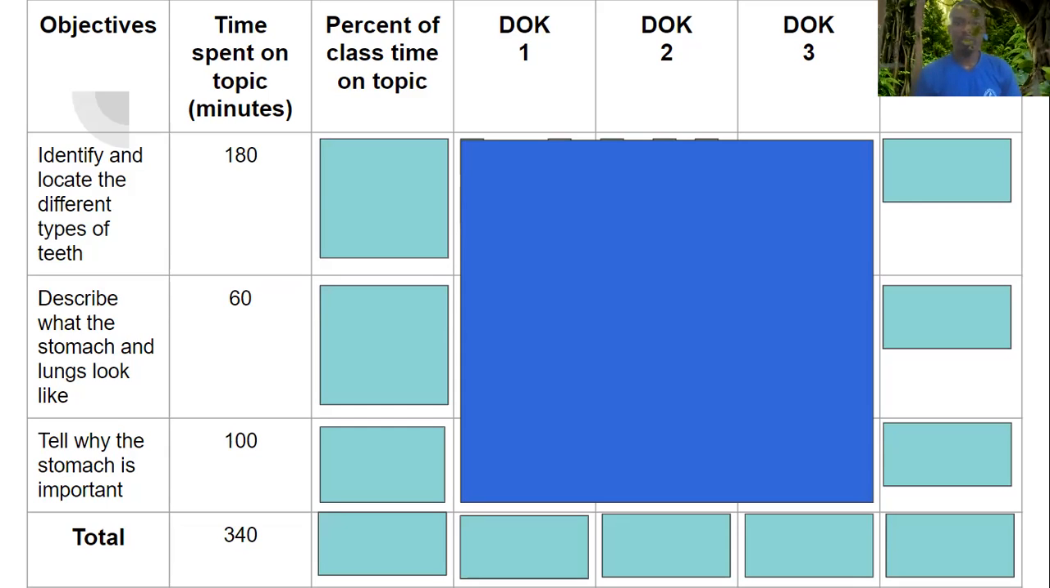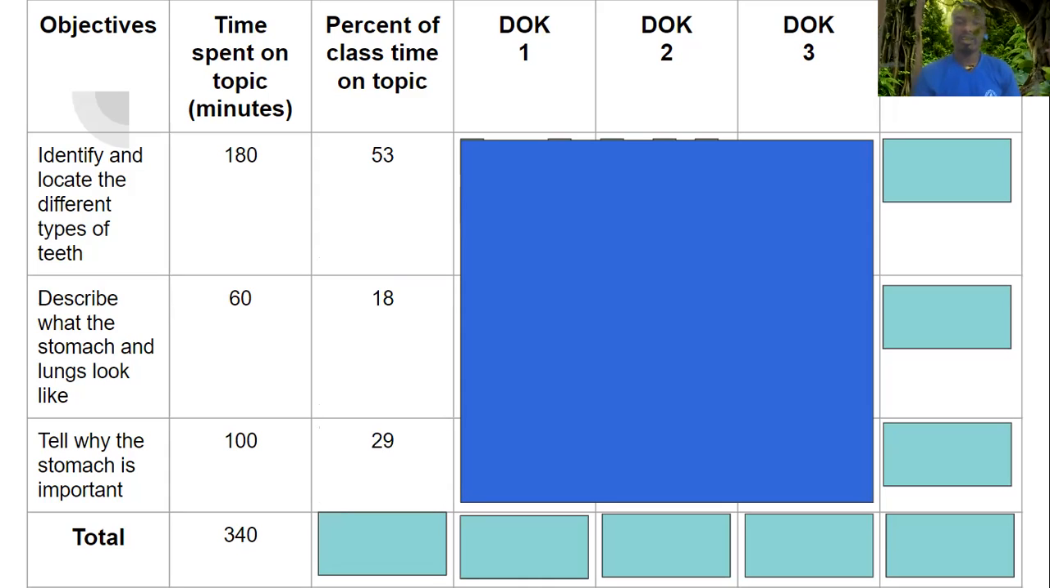Next thing I will need to do, I will need to know the percentage of class time spent. So here's a calculation. I'm going to place the number of minutes per objective over the total number of minutes multiplied by 100. So when I do that, I'm going to get 53% for the first objective, 18% for the second objective, 29% for the third objective.